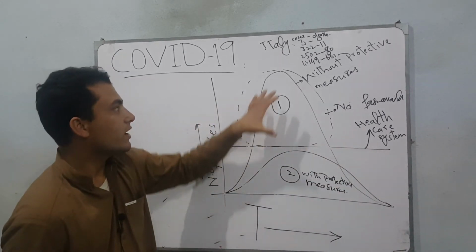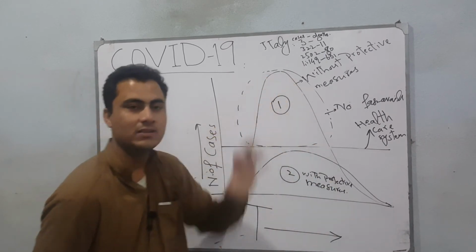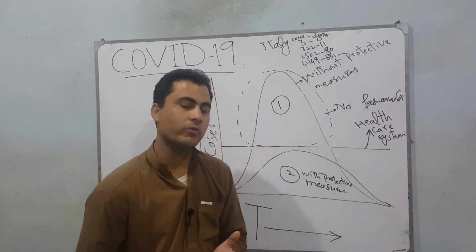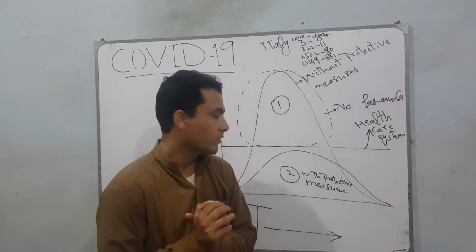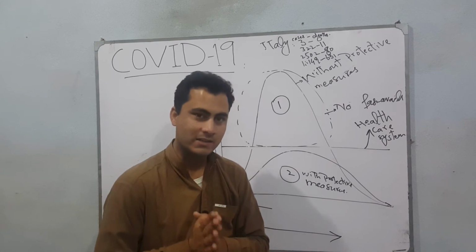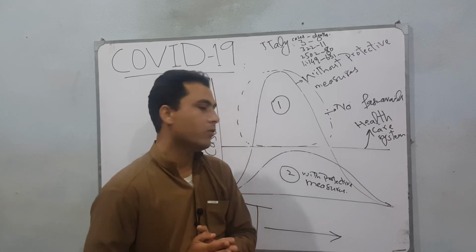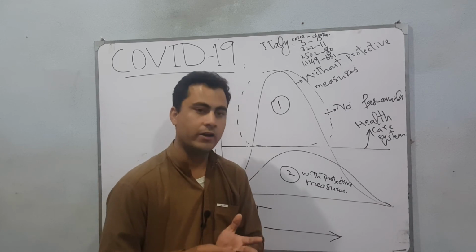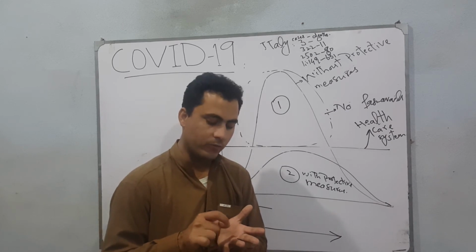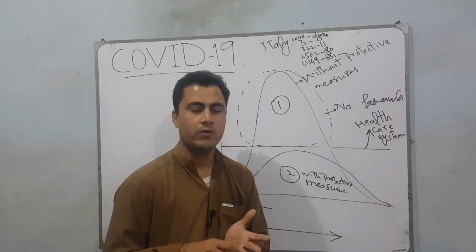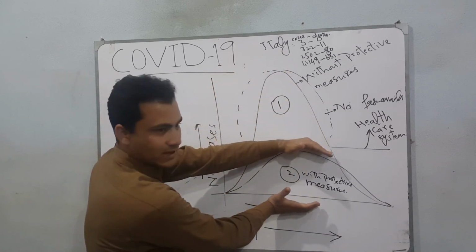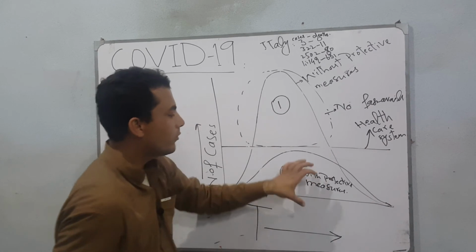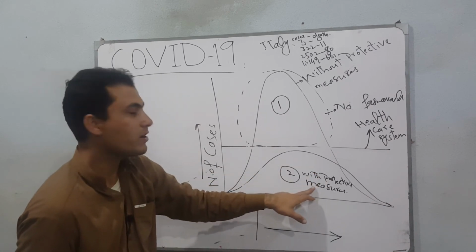So now how can we flatten this curve, how can we flatten this curve by beating the coronavirus? For that we have to adopt protective measures: social distancing, washing our hands, and staying at home. Stay safe and stay at home. Now if we adopt the protective measures, if we stay at home and if we keep social distance among each other, then this curve becomes like this, which is curve number 2, which comes as a result of the protective measures.